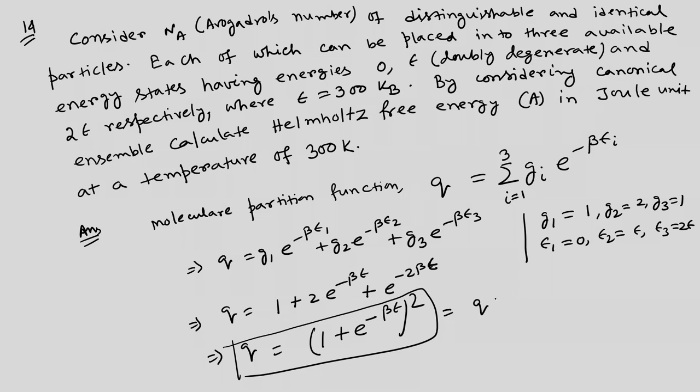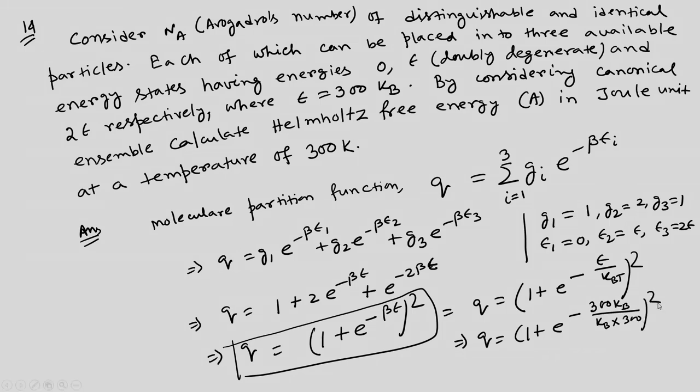So Q is 1 plus e to the minus epsilon by kBT, whole to the 2, and the value of epsilon is given as 300 times kB. So if we substitute that, we get 1 plus e to the minus 300 times kB by kB times temperature, and temperature is given as 300, to the 2. So the value of Q is 1 plus e to the minus 1, to the 2. So this is the value of the molecular partition function of a single molecule.